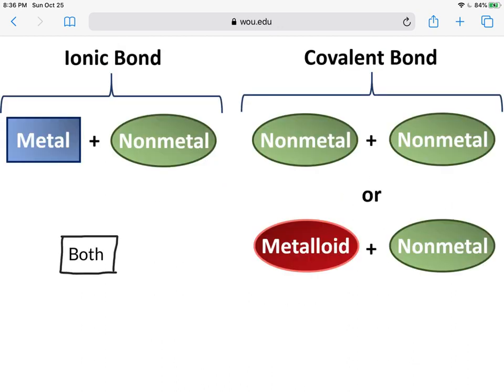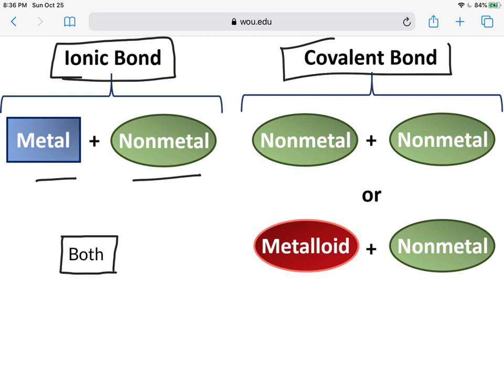Okay, so a little recap. A metal and a nonmetal gives you an ionic bond. Okay, to be a covalent bond, you must have a nonmetal and a nonmetal, or a metalloid and a nonmetal. But most of the time, what we're working with in this class is a nonmetal and a nonmetal. Okay, now, can I have both?